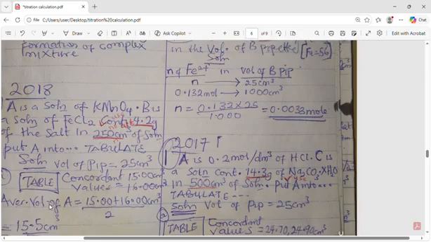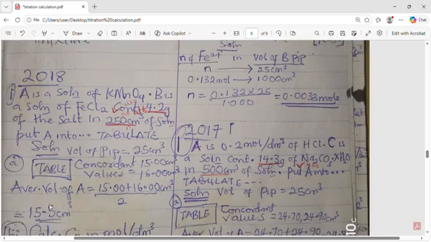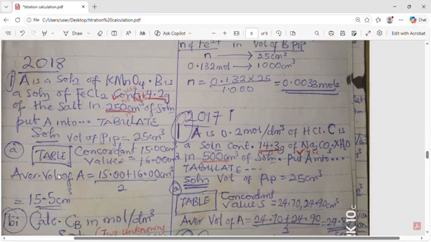Now we move to 2018, which says A is a solution of KMnO4. B is a solution of iron(II) chloride containing 4.2 grams of the salt in 250 cm3 of solution. Put A into the burette and so on, then tabulate. The first thing is always your volume of pipette, which is 25 cm3. Then you draw your table and bring out your concordant values, which are 15 and 16.